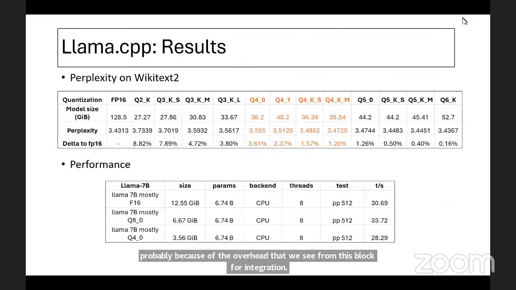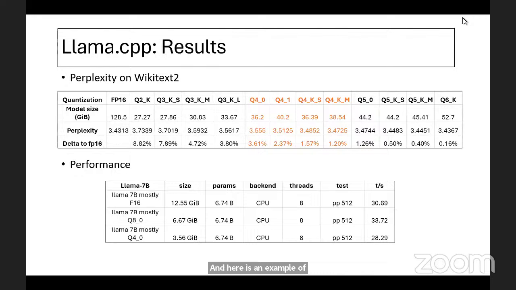And here is an example of the perplexity as well as performance on Llama.cpp. As you can see, they have a wide range of quantization schemes from 2-bit to 6-bit and FP16. Popular schemes tend to be around 4-bit because many accelerators support them out of the box, and they are able to achieve 1 to 3% accuracy deviation, and similarly a significant jump in performance.